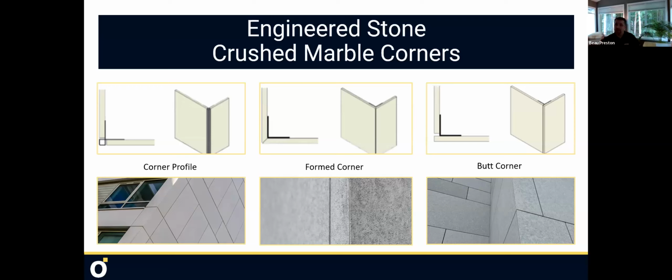But that's not what happens with engineered stone. Look, we have corner profiles. So we have 3 different corner profiles that we can actually do to bring them together, to hide the edges, and to give you another color pop or to make it match in that corner. We can actually do formed corners.